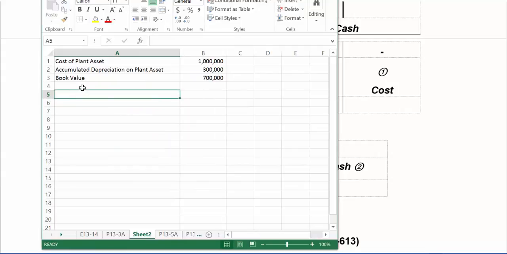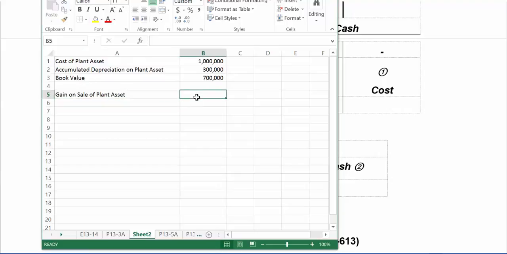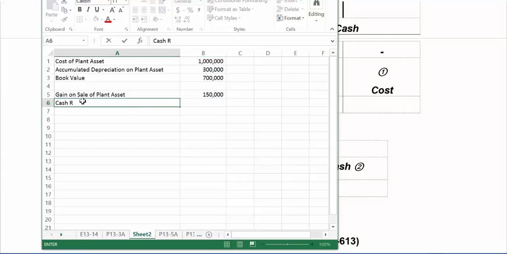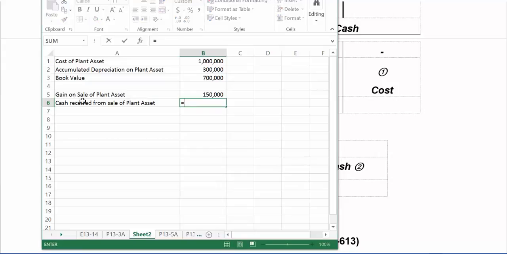So if you have a gain, then let's say we had a gain of 150,000, then our cash received from sale of plant asset would be the $700,000 book value plus the 150,000 gain.